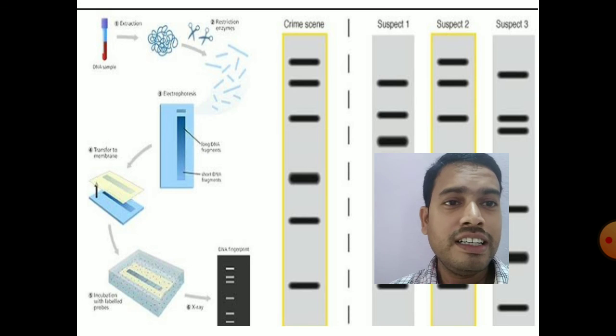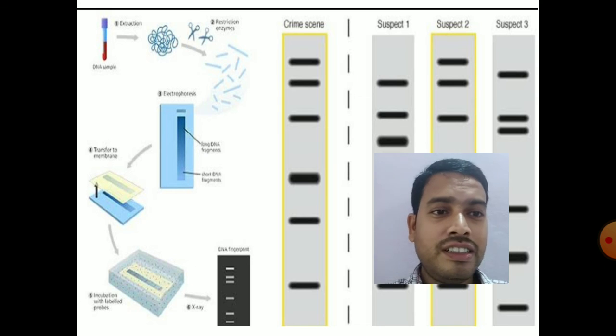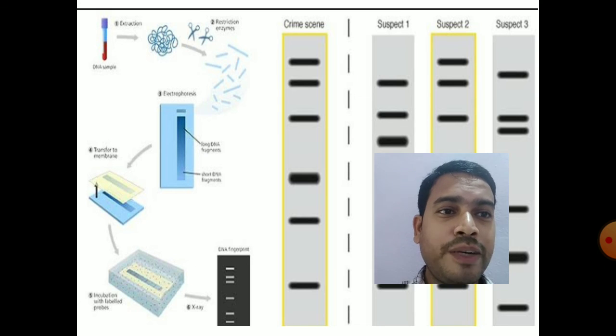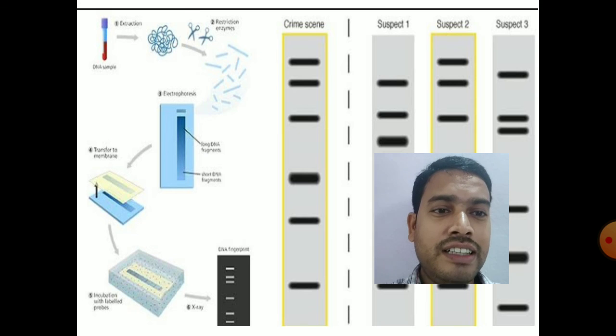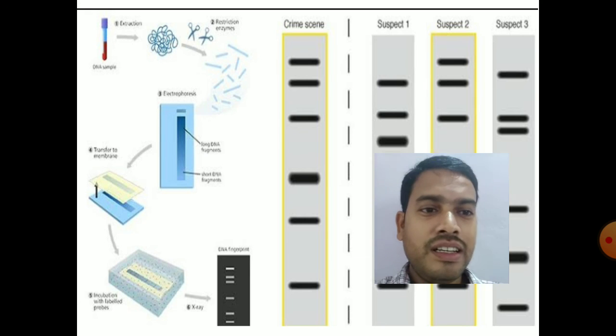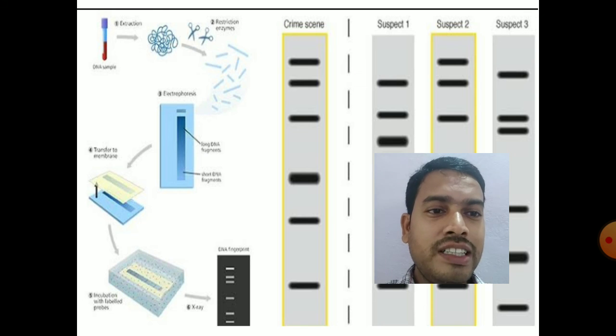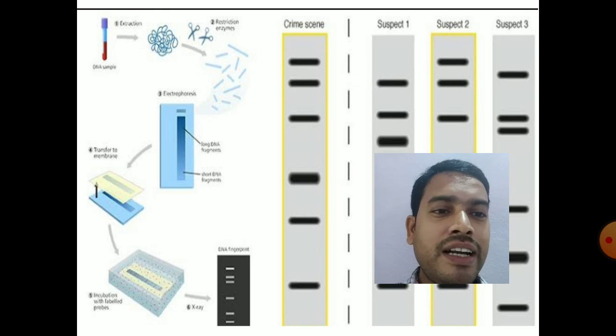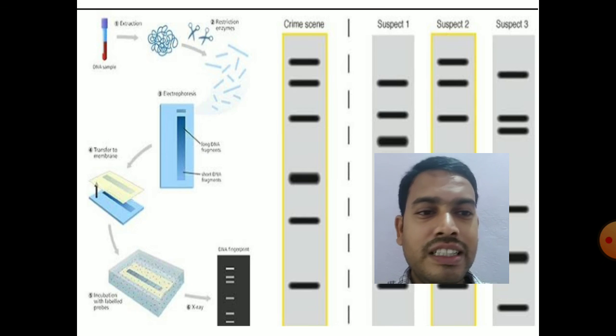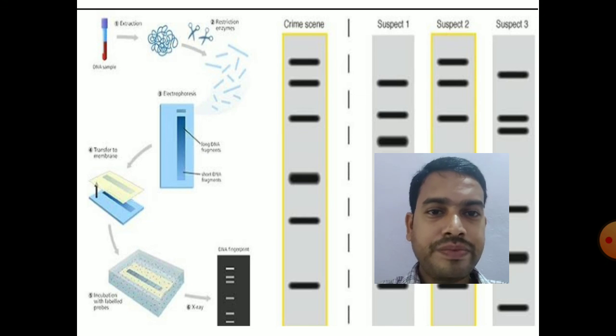So these are the three suspects. On the right side you can see suspect 1, suspect 2, suspect 3, and the DNA sample which is obtained at the crime scene. If you ask me the result, I can say that suspect 2 is the person who committed the crime based on the DNA pattern. And how this DNA pattern is obtained is by DNA fingerprinting.